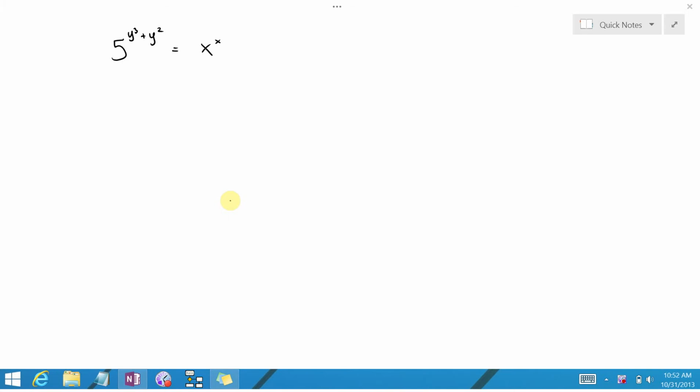Okay, in this problem, we're asked to find the derivative of y with implicit differentiation. So we have to take the derivative with respect to x of each of these sides, and we'll handle them both separately. But let's see the tricks for doing it. So let's just deal with the right-hand side first for a moment.